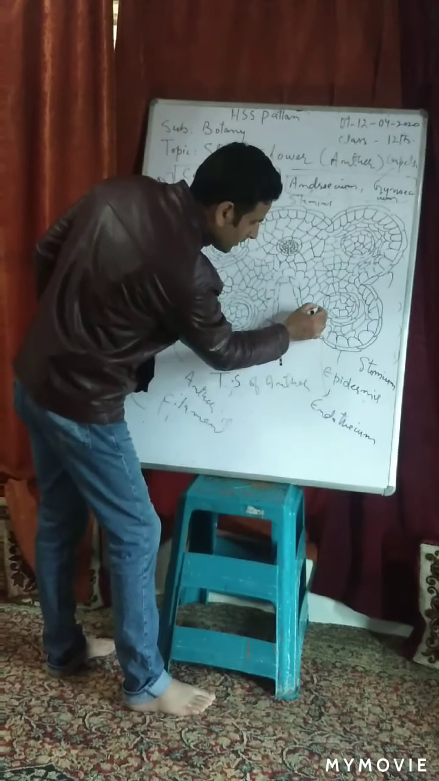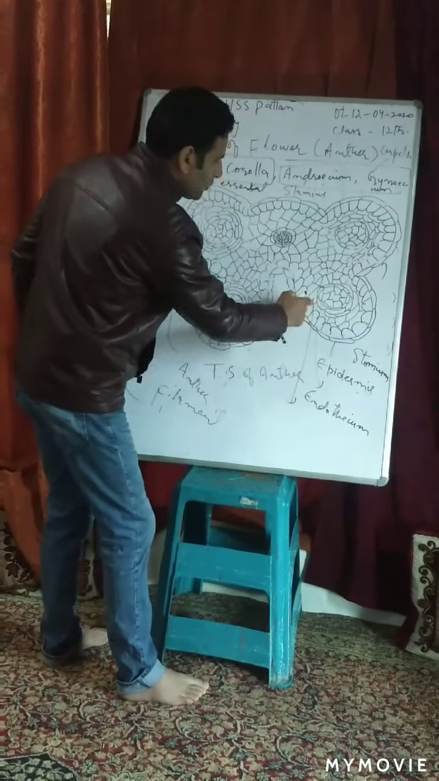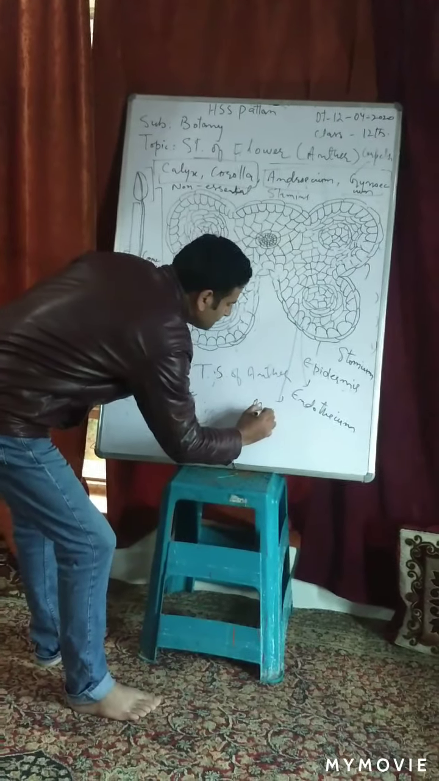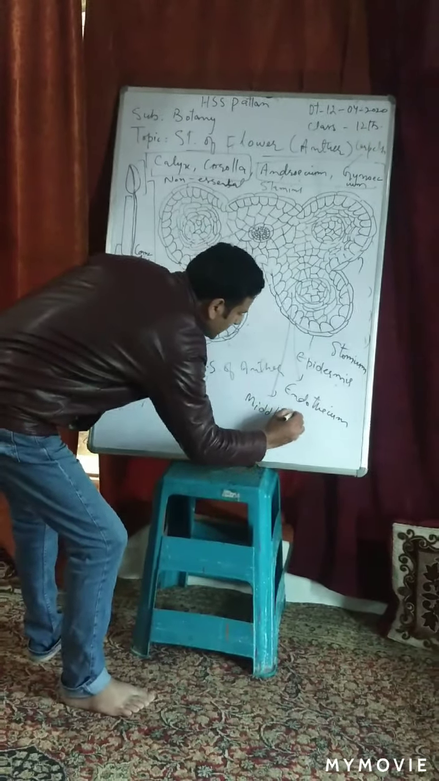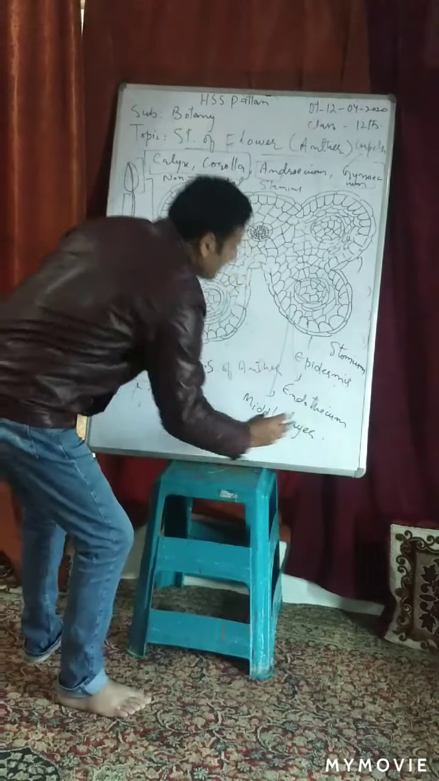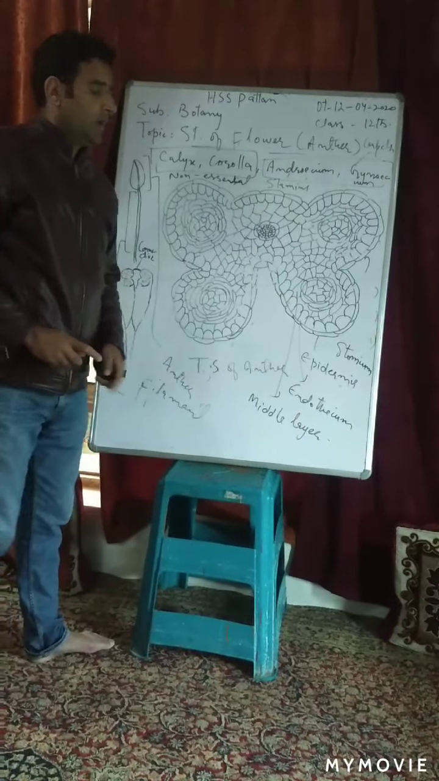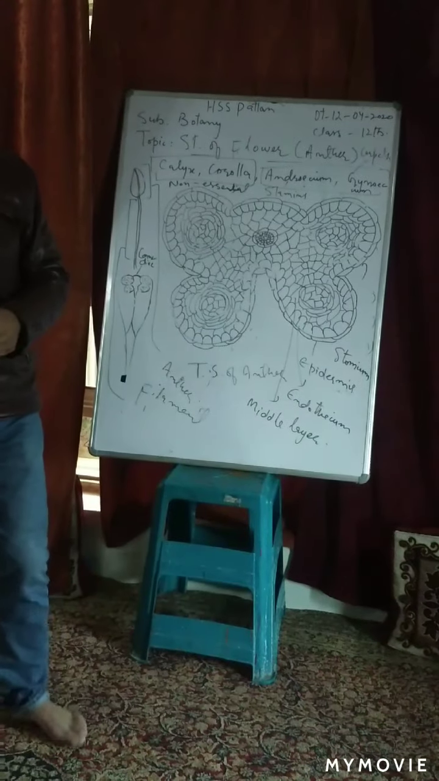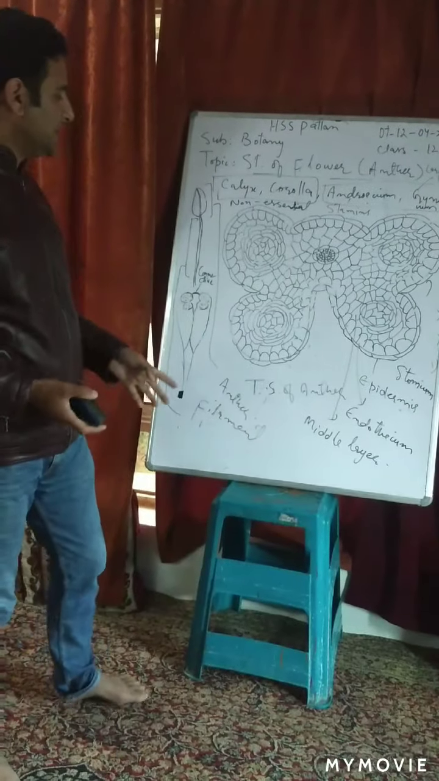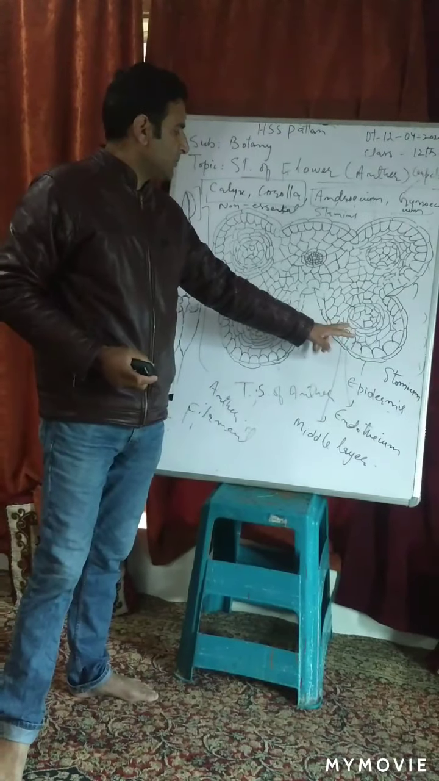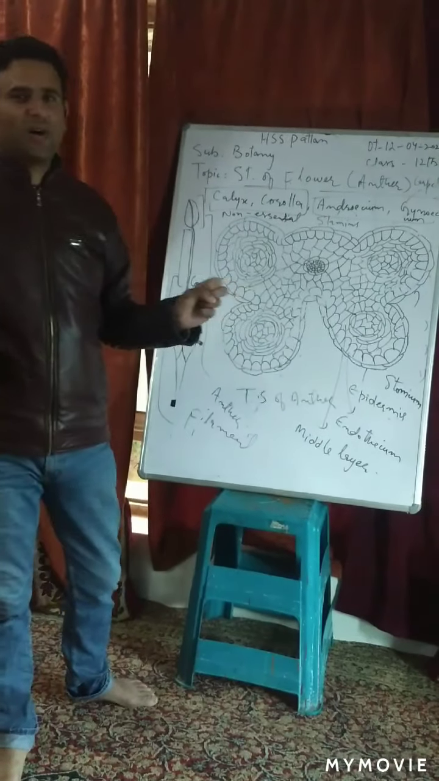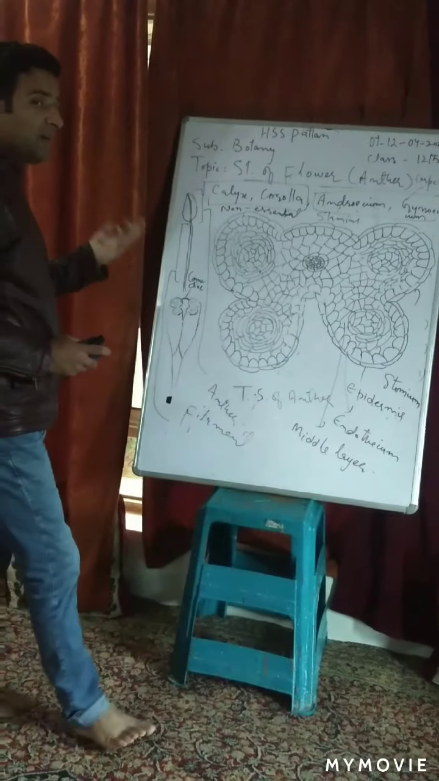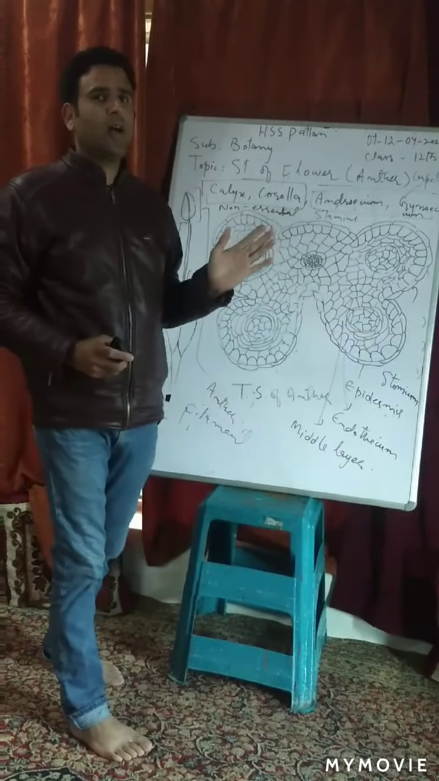Now, beneath it, towards the interior, there are 1 to 3 layers of middle layer cells. The middle layer beneath the endothecium is made up of 1 to 3 layers of cells which are smaller in size and have thin cell walls. But in some cases they may also have thickenings.